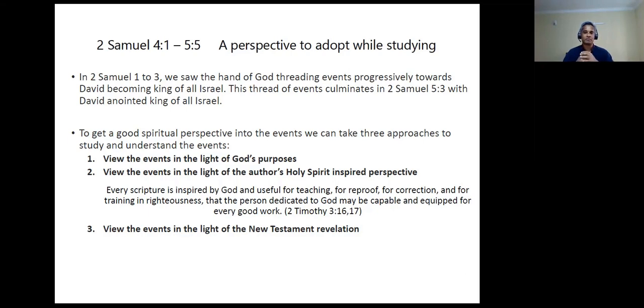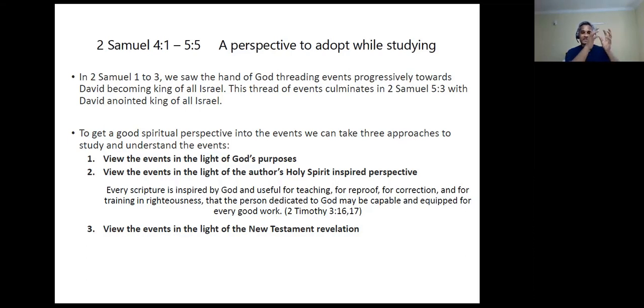The second is, look at the events in the light of the author's Holy Spirit inspired perspective. Like Paul wrote to Timothy in 2 Timothy, every scripture is inspired by God and it's useful for teaching, for reproof, for correction, for training in righteousness.